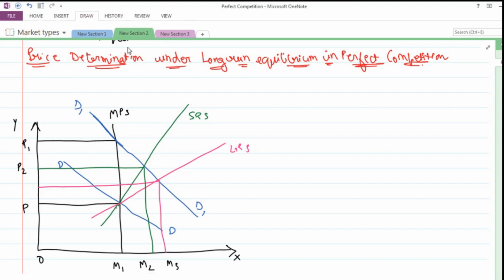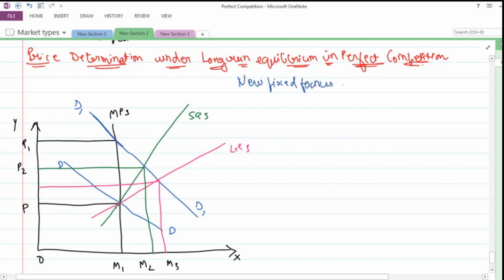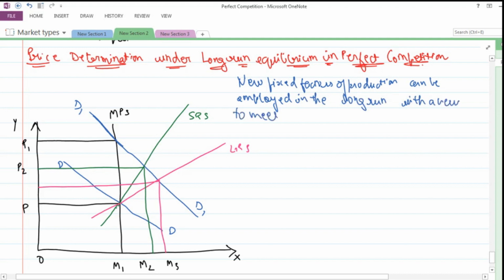of production. So new fixed factors of production can be employed in the long run with a view to meet the increased demand.